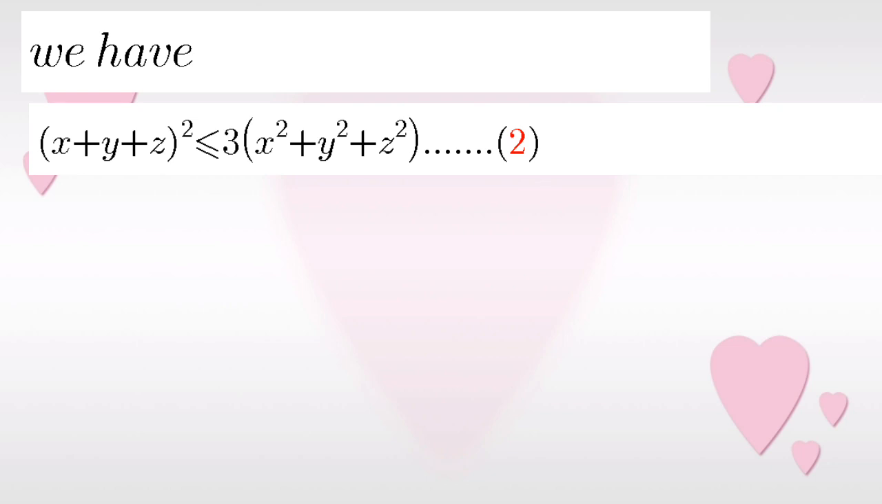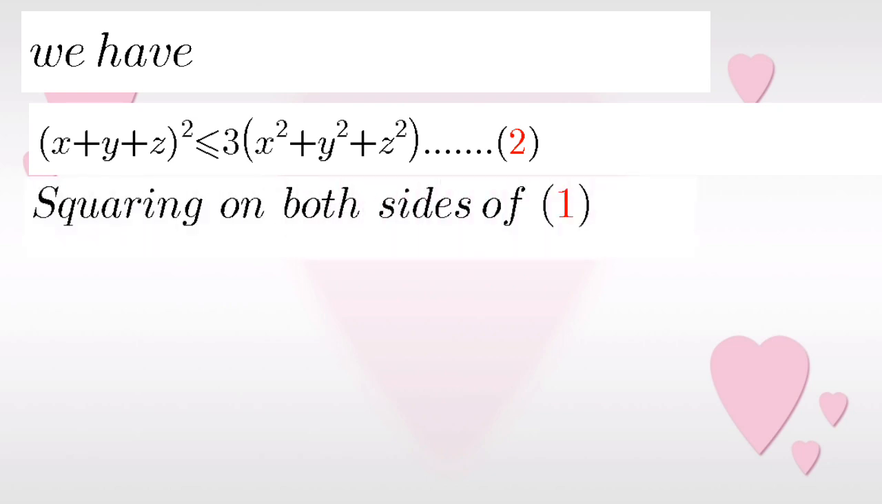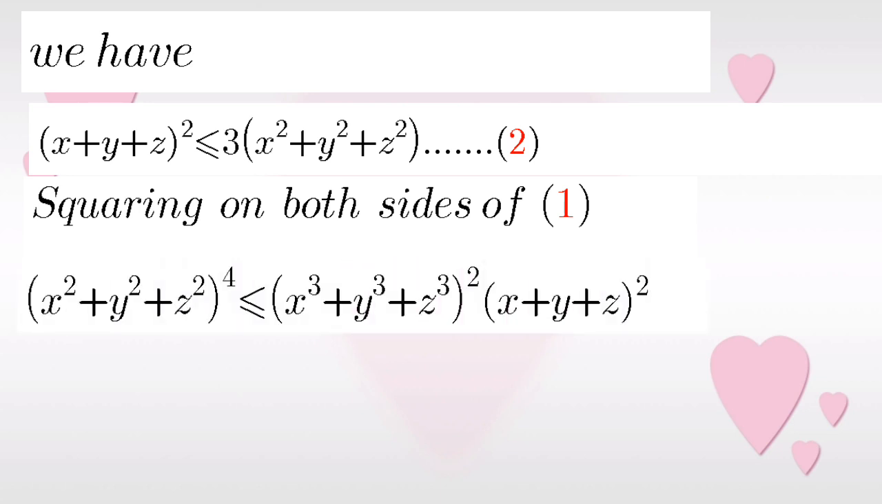Now let us square both sides of the first inequality. Up to now we have two inequalities. I think I said equation over there, but those are inequalities. Two inequalities we already have. Let us square both sides of the first. We have (x² + y² + z²)⁴ less than or equal to (x³ + y³ + z³)² times (x + y + z)².